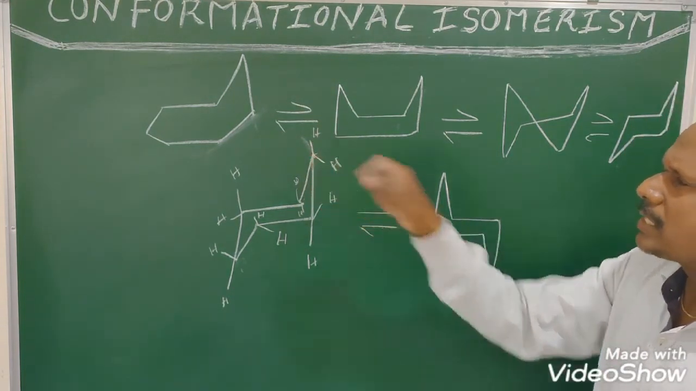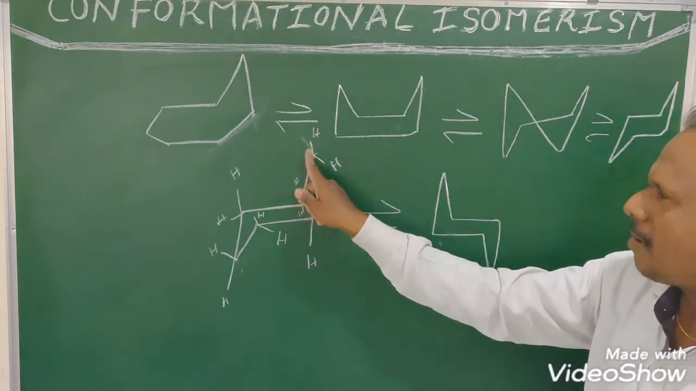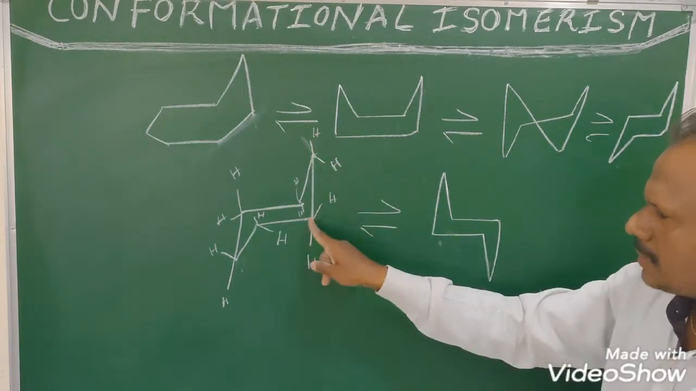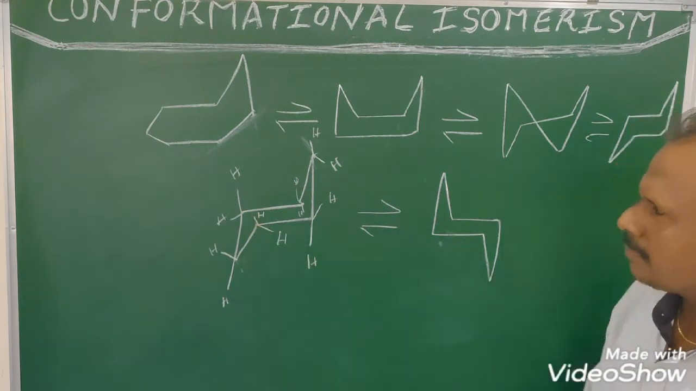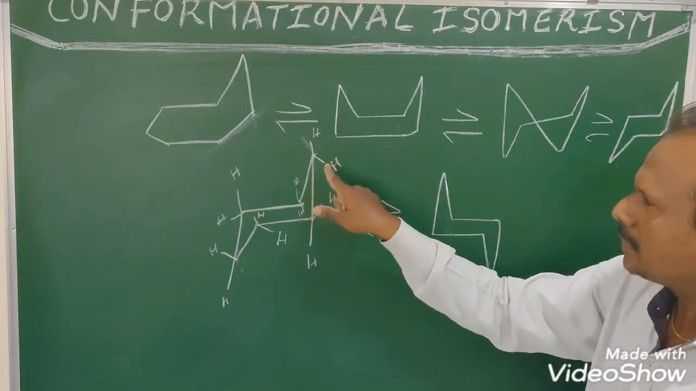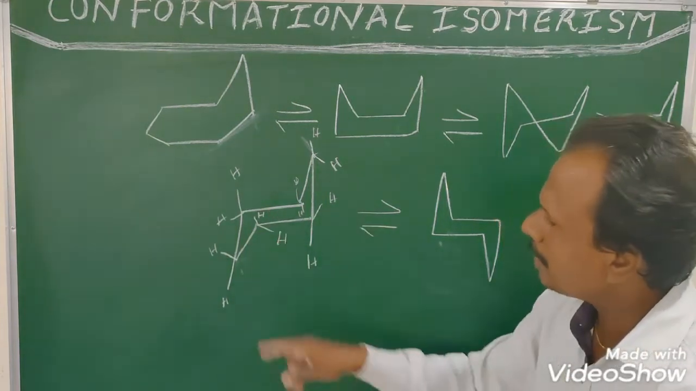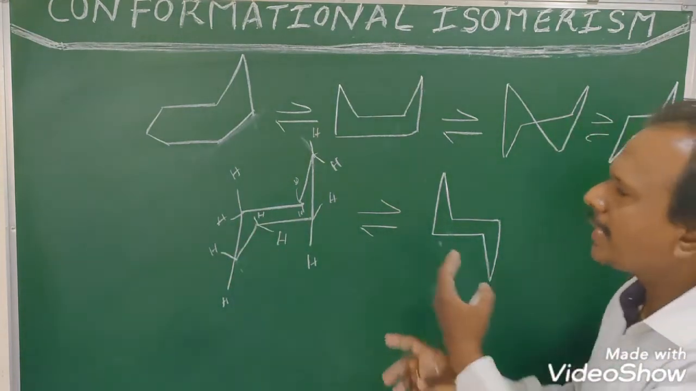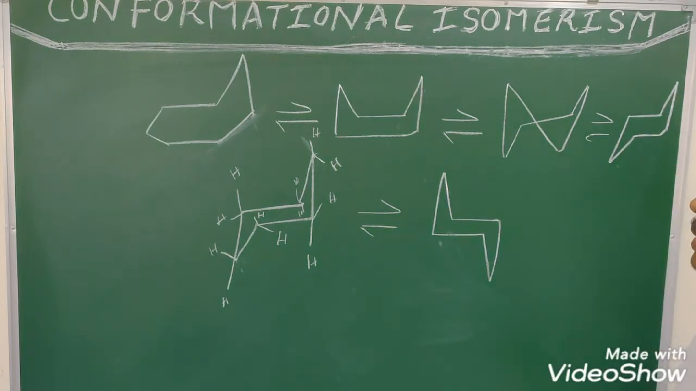Due to flipping, what happens? Each carbon has two H atoms. One H is called axial H. It is along the axis. It is axial H. It is equatorial H. Axial, equatorial. Axial, equatorial. Axial, equatorial. Due to flipping, what happens? Their location changes. Axial is converted to equatorial. Equatorial is converted to axial.